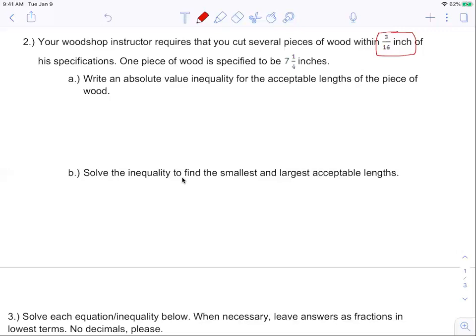So I'm going to do this graphically, just like we did the other problems. I'm going to draw a number line right here as part A. Our piece of wood is supposed to be 7 1/4 inches.